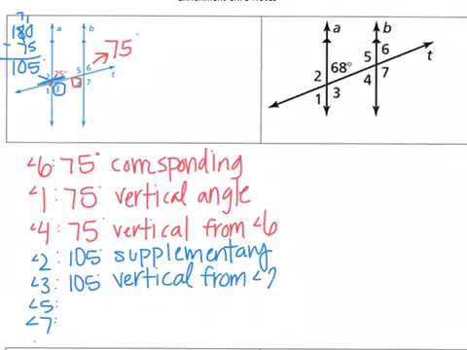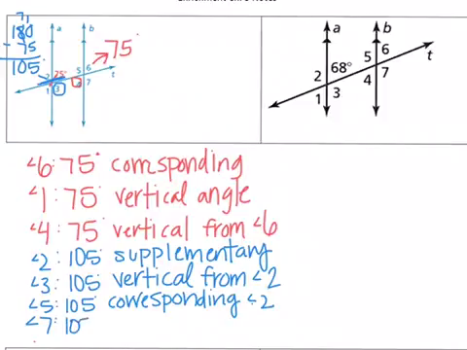Vertical from angle 2. Now we have that 5 and 7. Now, angle 5 is 105 degrees because it's corresponding to angle 2. Remember, corresponding means they're at the same place at the table. Angles 2 and 5 are at the top left of our system. And angle 7 is also 105 degrees because it's vertical from angle 5.